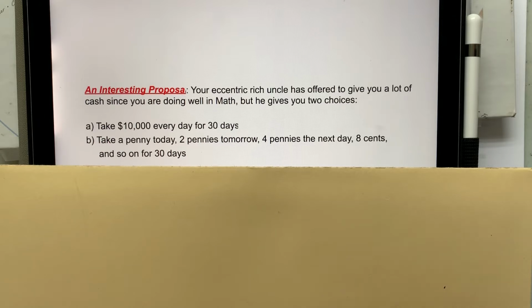The people who picked B, I said, all right, so your uncle challenges you one more time. Would you take $1 million or the pennies? And now it's a bit harder to figure out, okay, is it good? Is it not good? But try to guess. You're just guessing right now. We're just trying to get an idea.